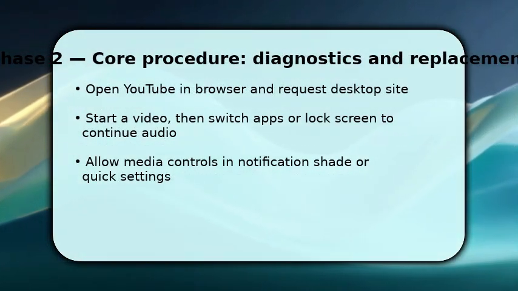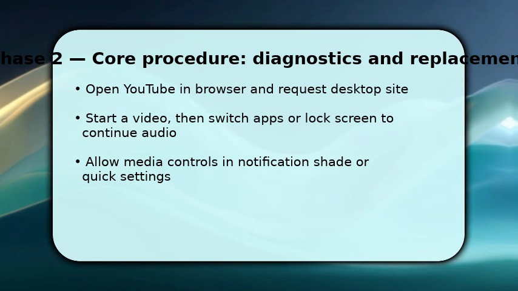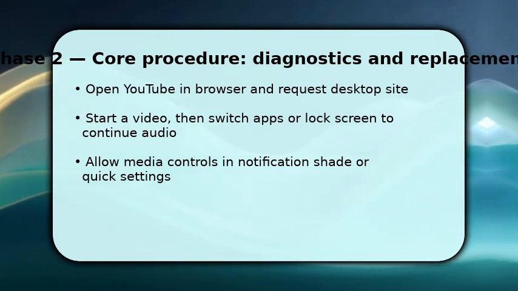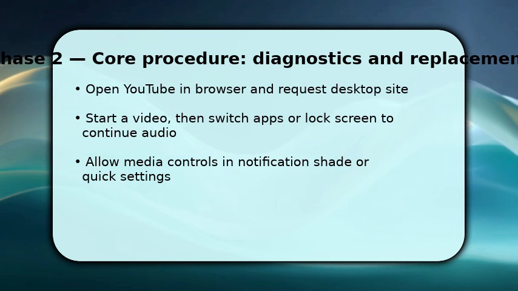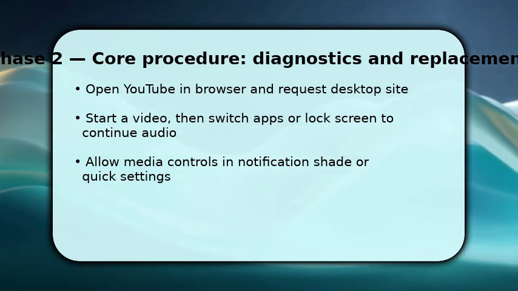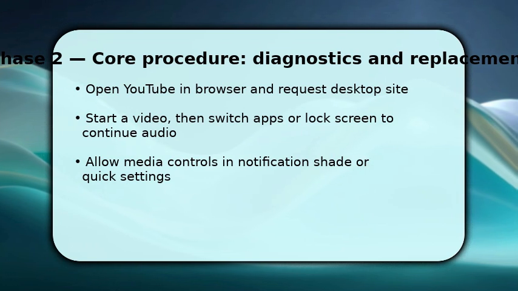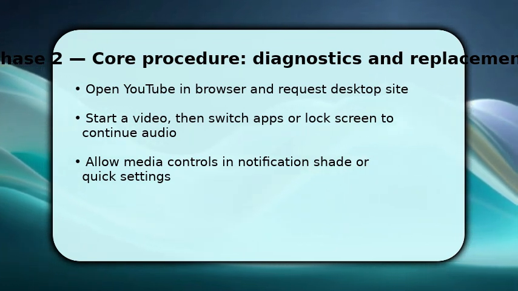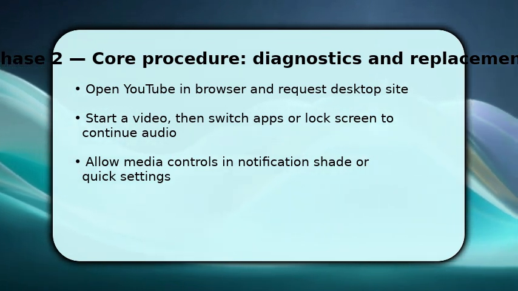This gives you the classic player controls. Play the video, then press the home button or lock the device. Audio should persist if permissions and optimizers were configured. If audio stops, pull down the notification shade, find the browser's media controls, and press play.